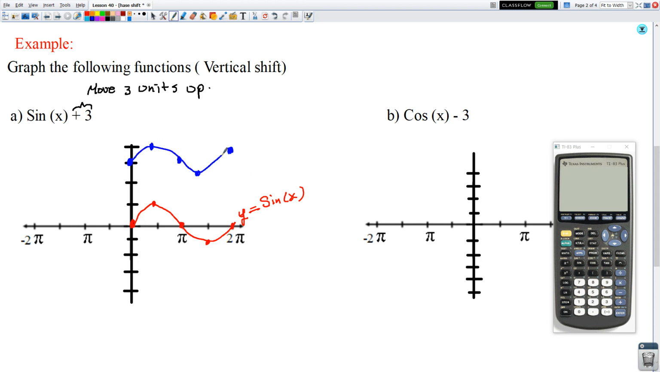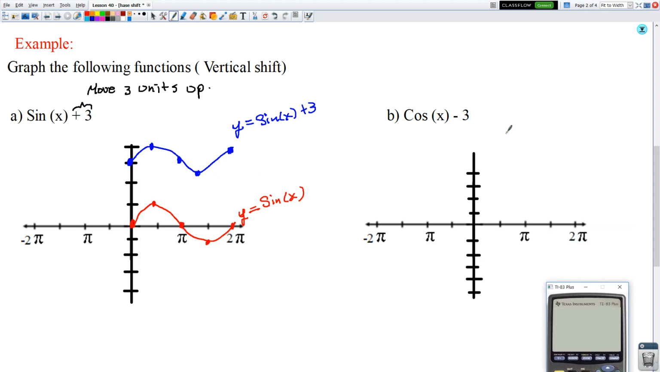So let's just connect the dots here. What we have here in blue is the graph of y equals sine of x plus 3. Notice that first you graph the parent function, and then you look at where you are adding or subtracting. That's going to give you an indicator as to how you're going to move it.